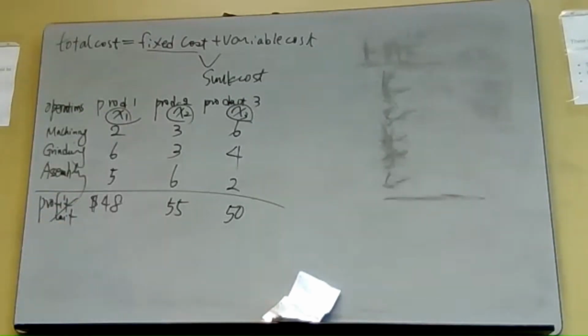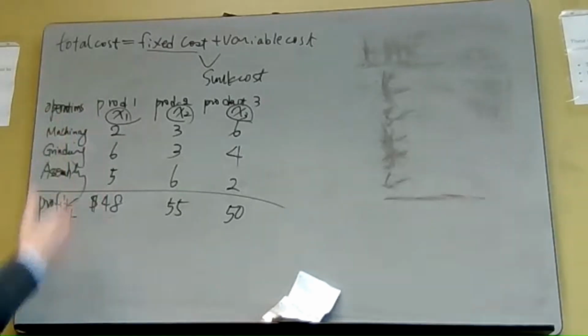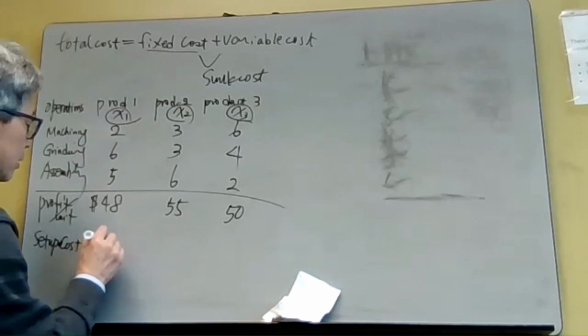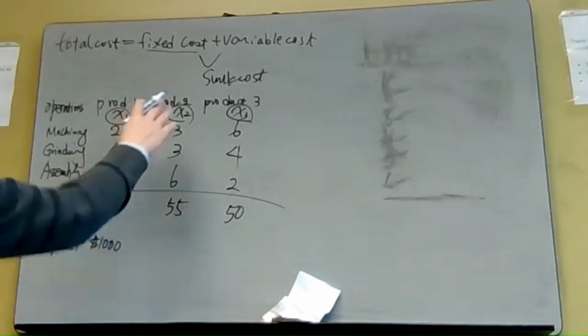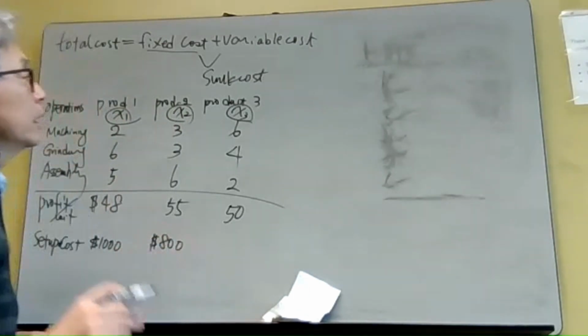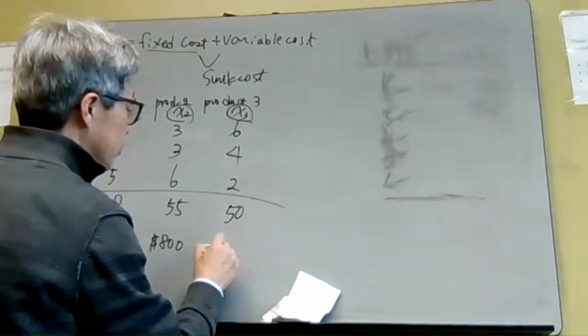But a little bit different from chapters 3, 4, 5 is that once you decide to produce X1, you need to set up the production line for product 1. The setup cost will be 1,000. To set up production line 2 for product 2 will be 800. The production line for product 3, the setup cost will be 900.